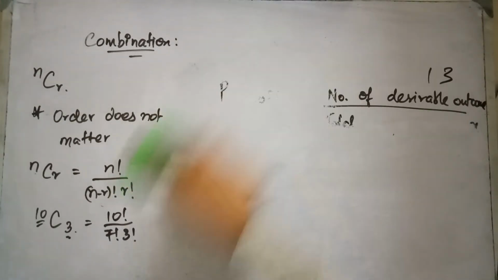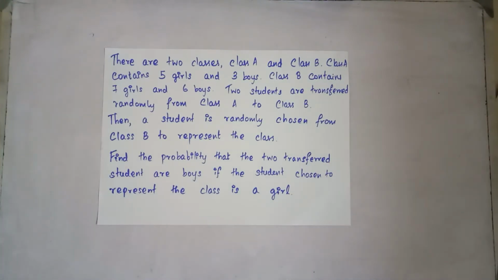So now let's move on to the problem. Now this is a type of problem that they ask in product-based companies. So let's look at it. There are 2 classes, class A and class B. Class A contains 5 girls and 3 boys. Class B contains 7 girls and 6 boys. 2 students are transferred randomly from class A to class B. Then a student is randomly chosen from class B to represent the class. Find the probability that the 2 transferred students are boys if the student chosen to represent the class is a girl. Okay, so this is a lot of information, but let's solve it step by step.